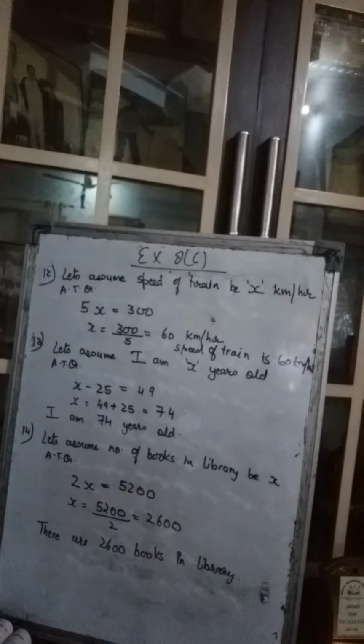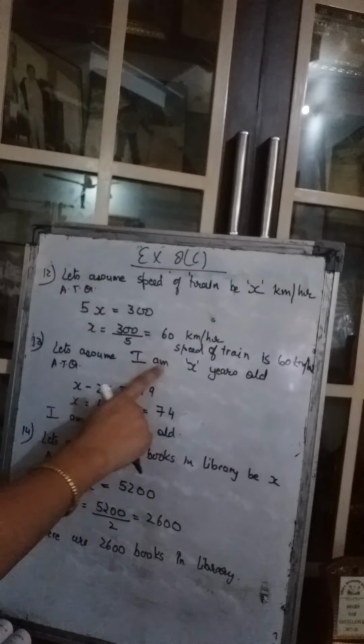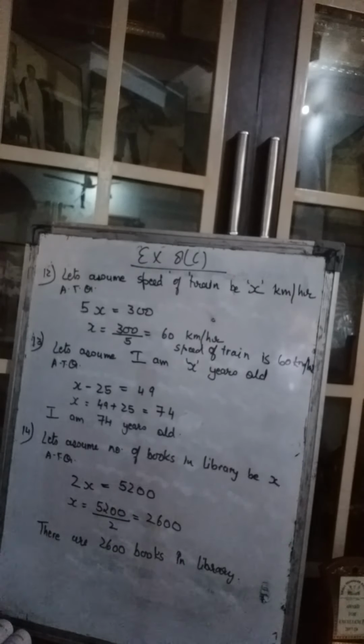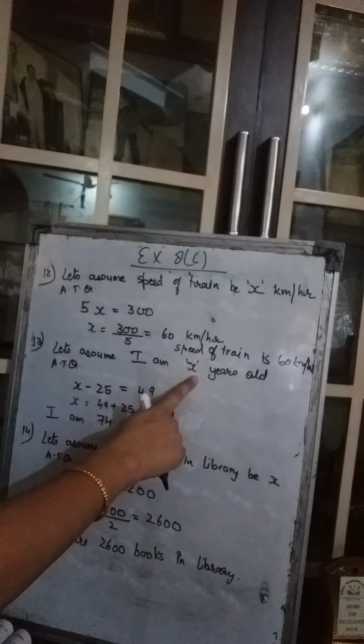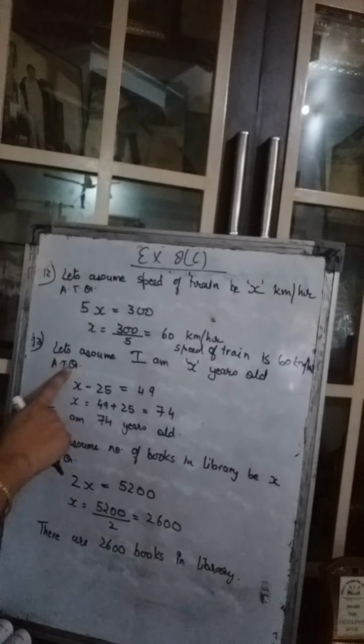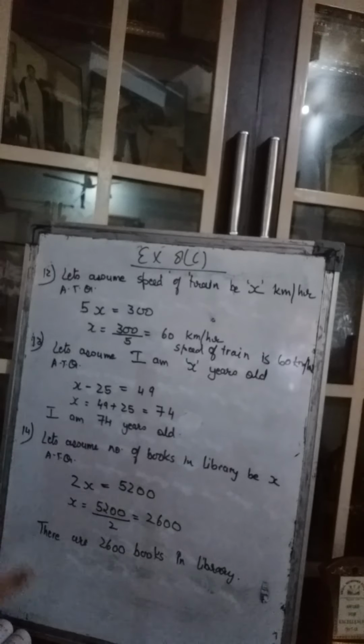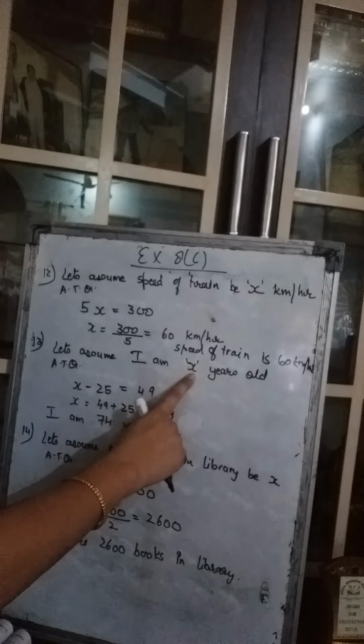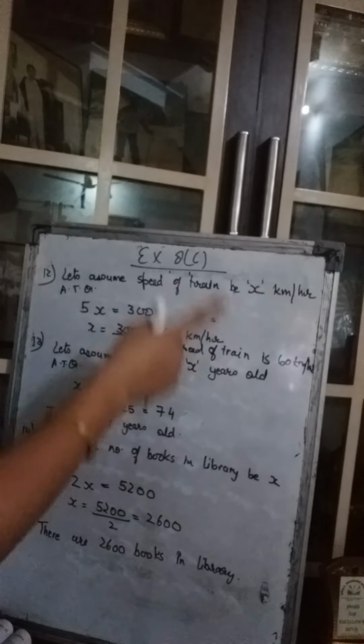Now we come to the 13th question. 13th question says that 25 years ago my age was 49 years. How old am I now? So let's assume I am X years old. I do not know what is my age now. So let's assume that to be X. Okay. Now according to question, what is question saying?